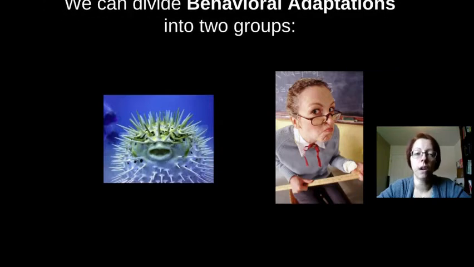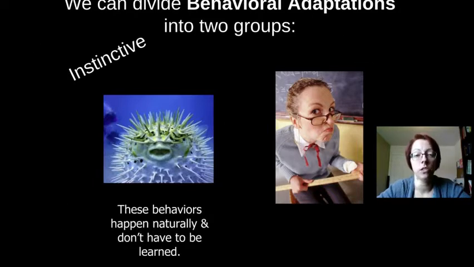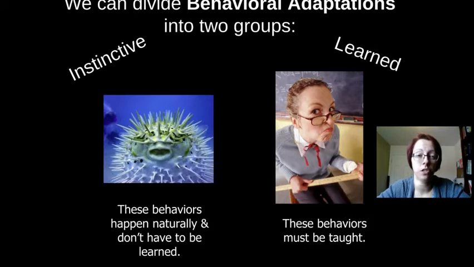We can divide behavioral adaptations into two different groups. We've got instinctive adaptations and we have learned adaptations. If you've ever heard the saying, trust your instincts, we say that because those are things that we just automatically do. We know we should do them and we just do it. They happen naturally and they don't need to be learned. Learned behaviors are different things that we have to be taught to do.